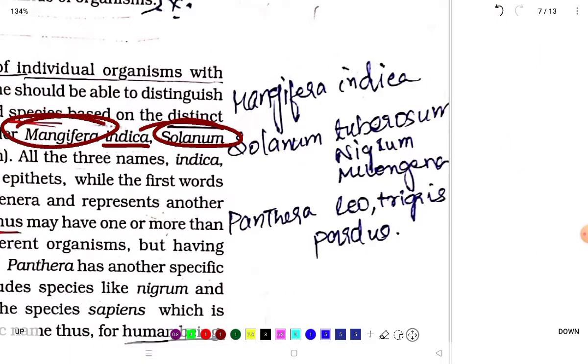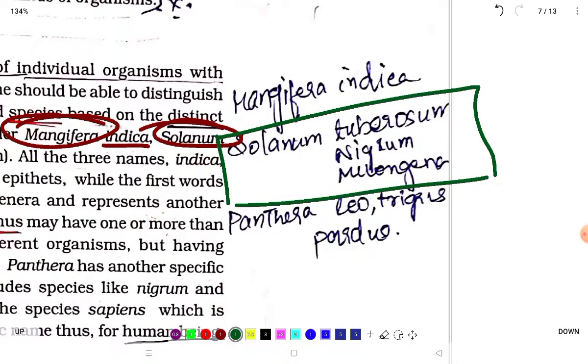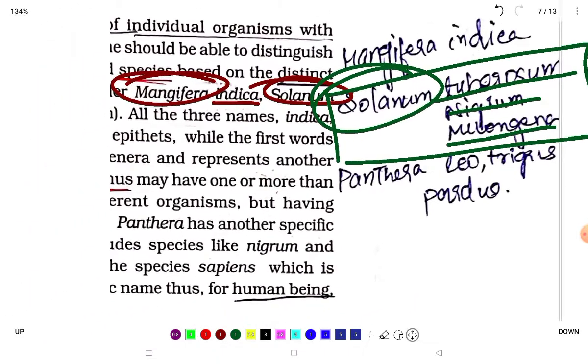See this example: Solanum tuberosum, Solanum nigrum and Solanum melongena. Solanum, the genus name, is the same for these three organisms, but the specific epithets tuberosum, nigrum and melongena are different. So these three are different individuals, but they show a similarity in their morphology. That is what they are saying.